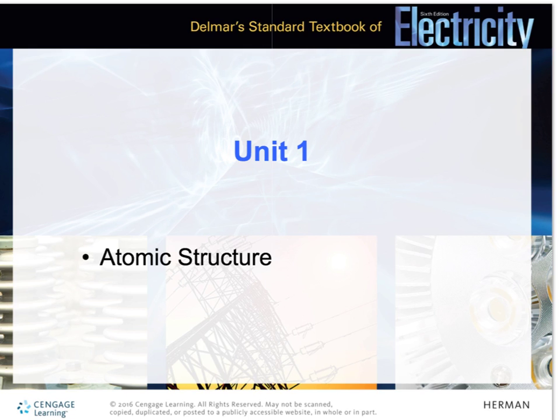It can explain a lot of our electrical phenomena. Atomic structure also defines the different types of material that we'll be working with. As electrical workers, we deal with conductors, semiconductors, and insulators. So knowing the atomic structure, we can define these classes of materials. The other nice thing about atomic structure is that it tells us what's moving in the electric circuit.